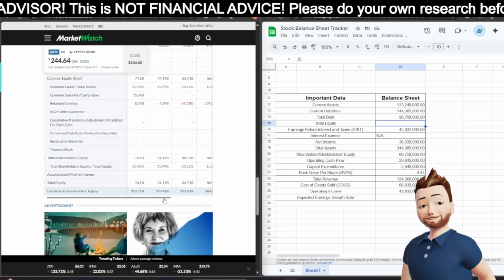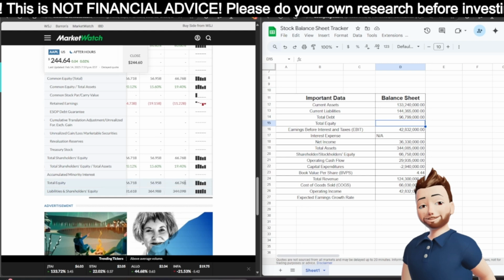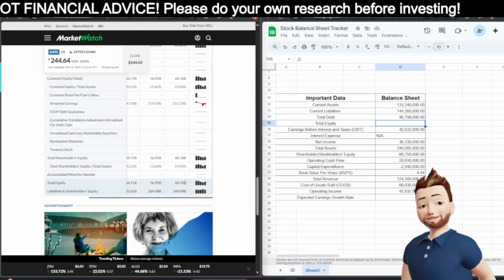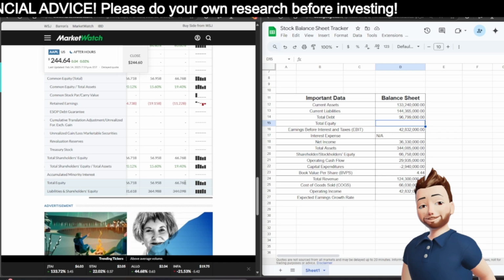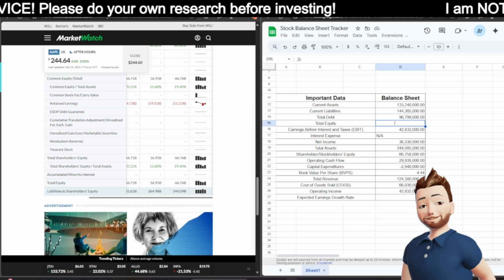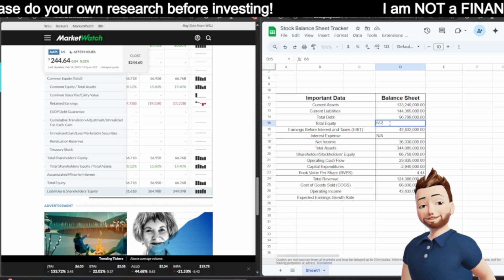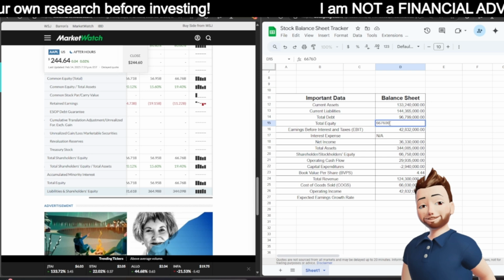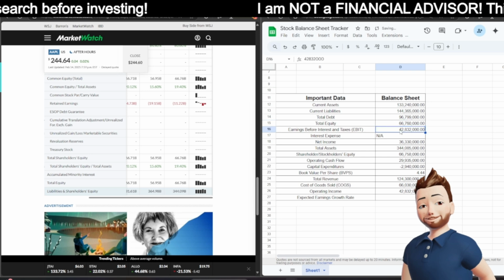So total equity that we are looking at, 66.76. And again, I'm going to convert because I'm super lazy. That's just what I do. So 6676 and then 4 zeros. I can just remember to add 4 zeros at the end of it, but I don't.